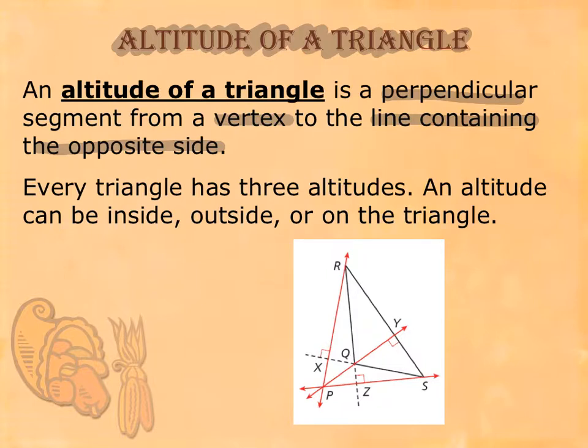So these tend to be one of the hardest because, like everything else, every triangle has 3 altitudes. And like the perpendicular bisectors, they can be inside, outside, or on the triangle.